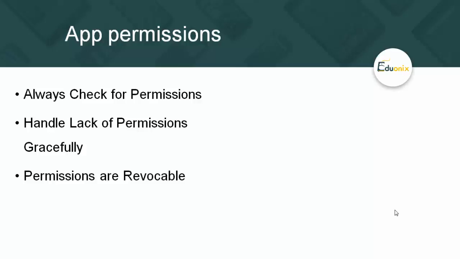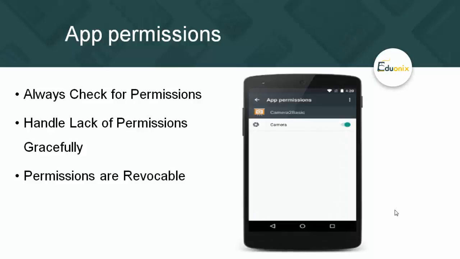For example, if the permission is just needed for an added feature, the app can disable that feature. If the permission is essential for the app to function, the app might disable all its functionality and inform the user that they need to grant that permission. Figure 1. Permission screen in the app settings.